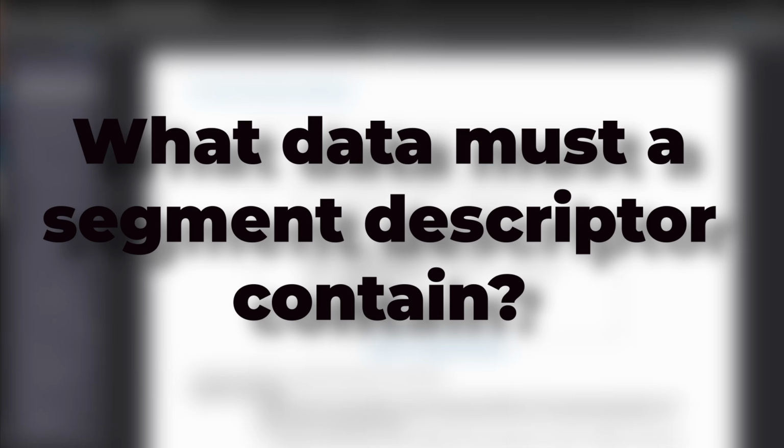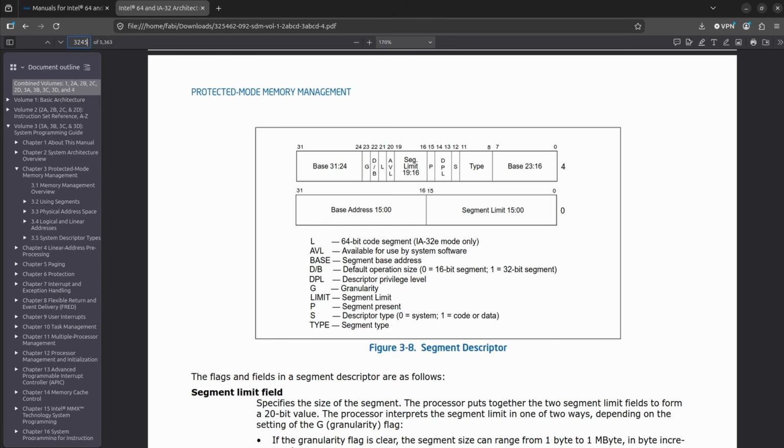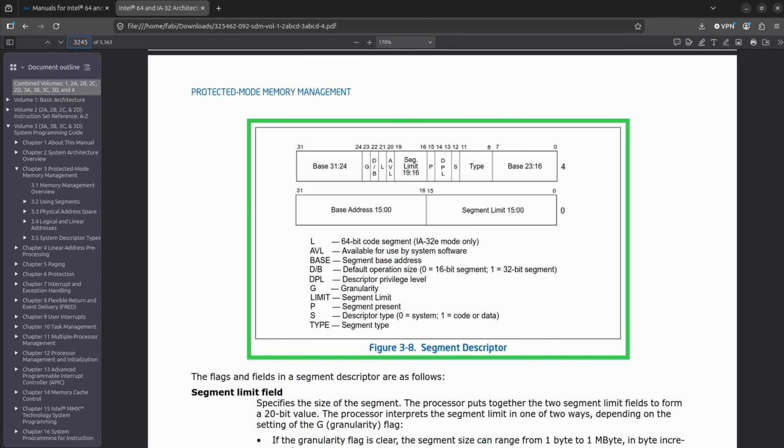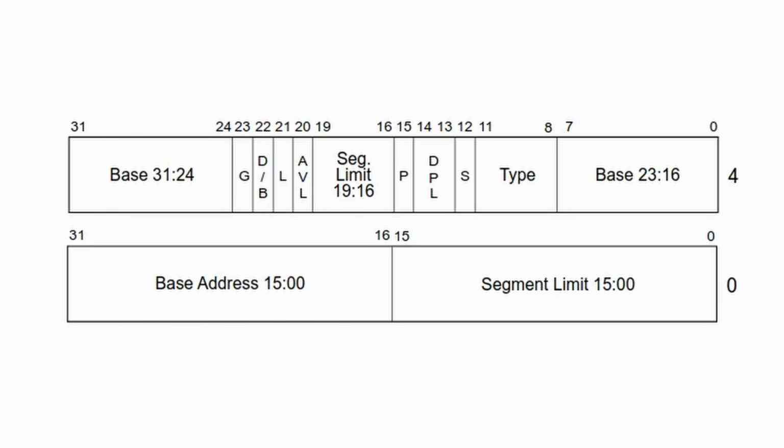Okay. But what data must a segment descriptor contain? How do we find that out? Yeah, the manual. So here we have it. I know, pretty straightforward, isn't it? But again, you will get this in a minute. This looks harder than it actually is. So, the segment descriptor is 8 bytes long.